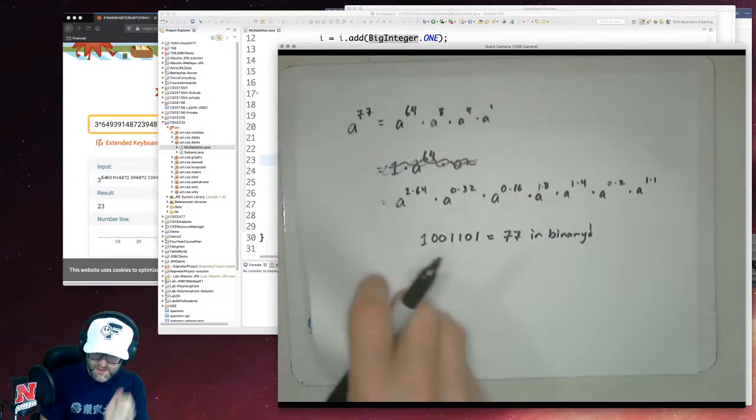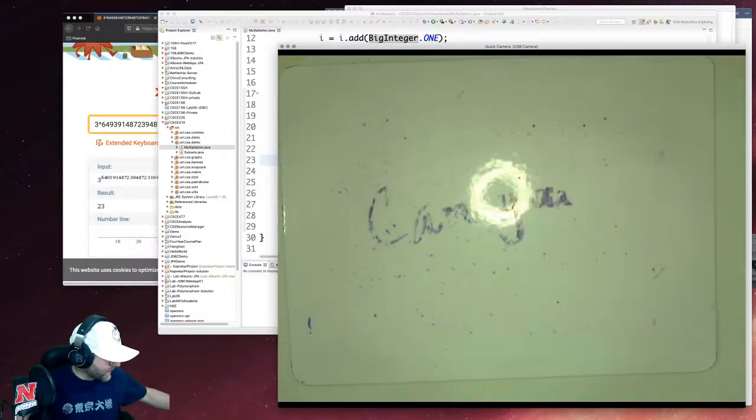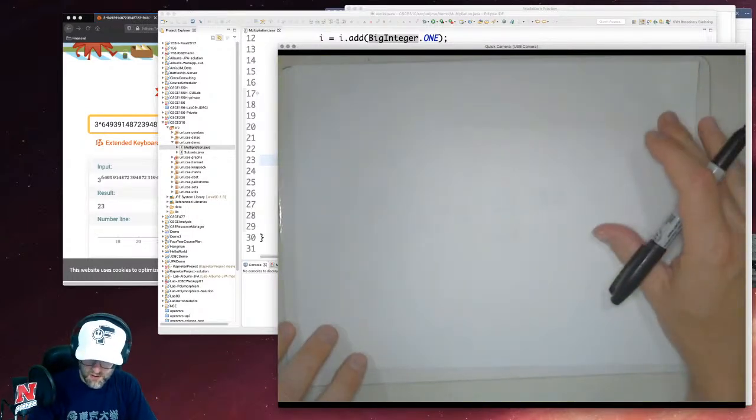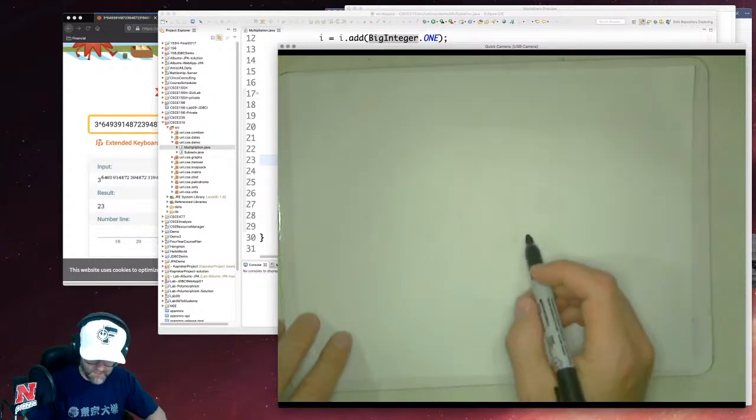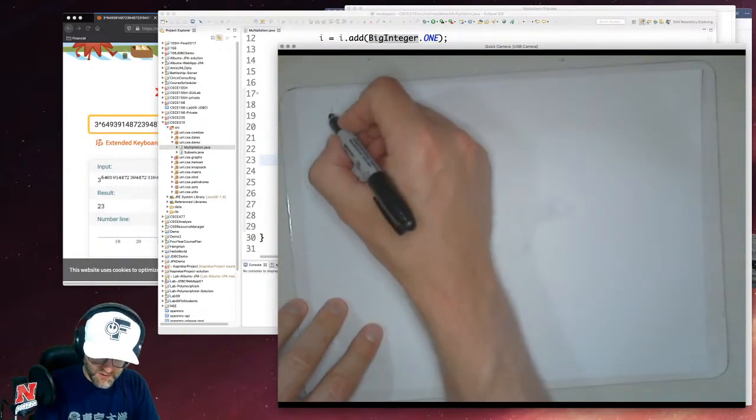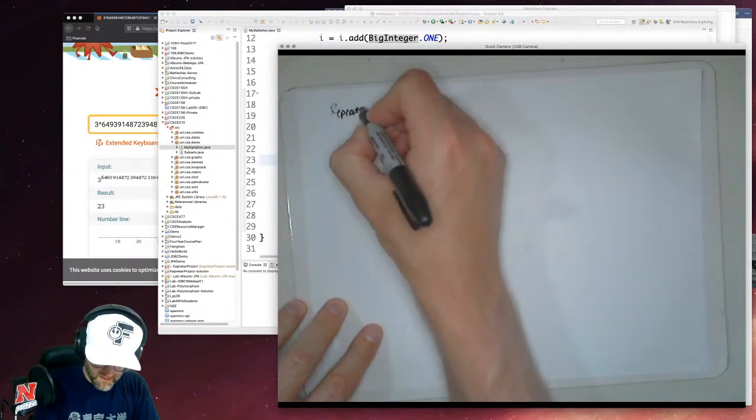This all suggests a very straightforward algorithm. All you need is a binary representation of the number that you're trying to do, and then a simple for loop or a while loop, however you want to write it, keeping track of two numbers: the result and the repeated squaring value. Let me go ahead and get over to my pseudocode here. There we go.